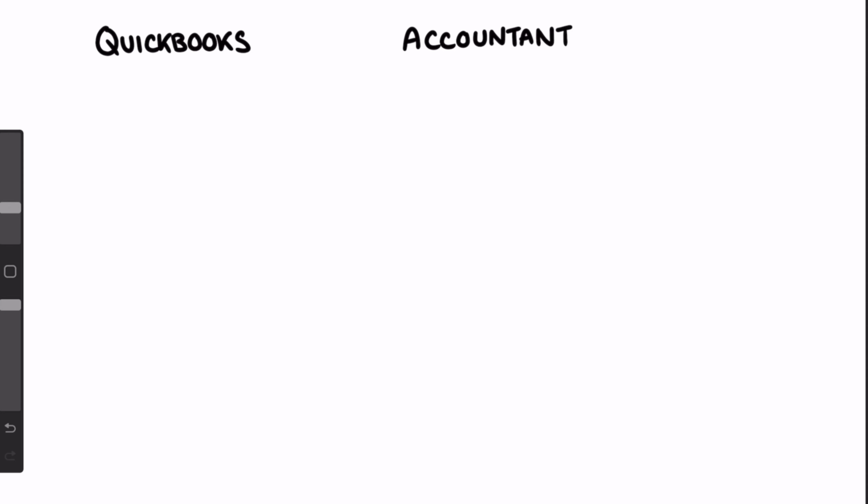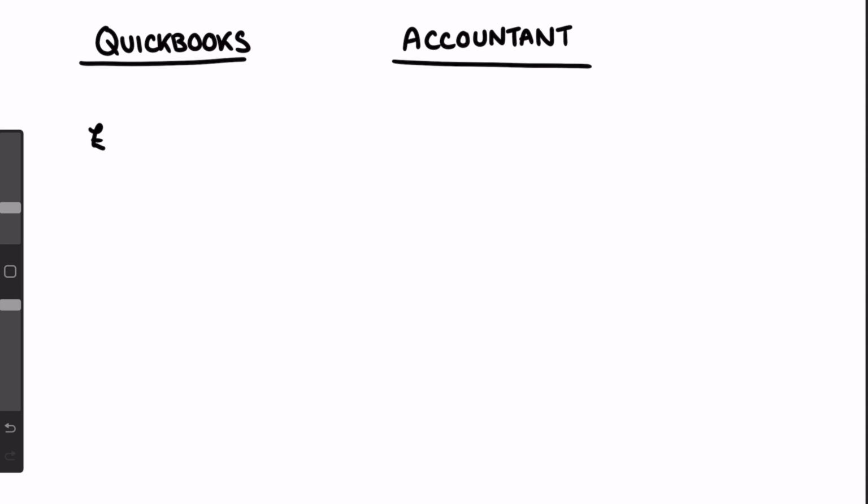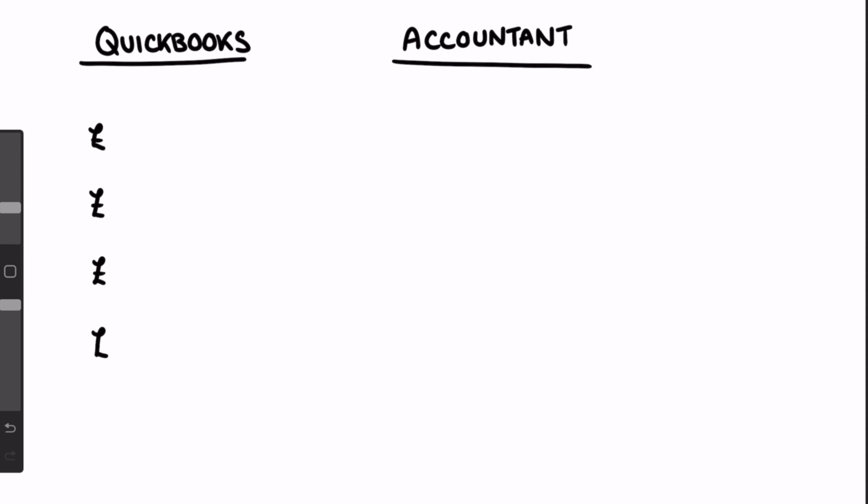Let's have a crude example of what that means. So let's imagine that here we have two sets of data. This data over here represents what's in QuickBooks Online. And in this data, we've got your bank balance, we've got your debtors, and maybe we've got some creditors as well. And what's really important for us is what's called your retained earnings.